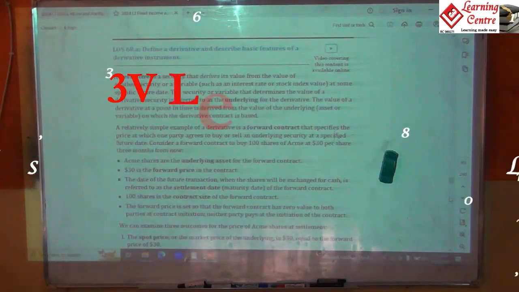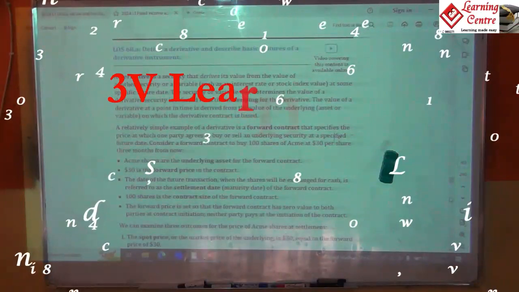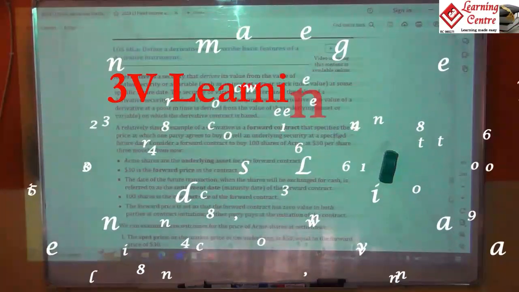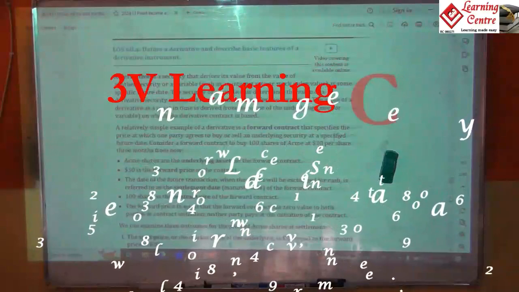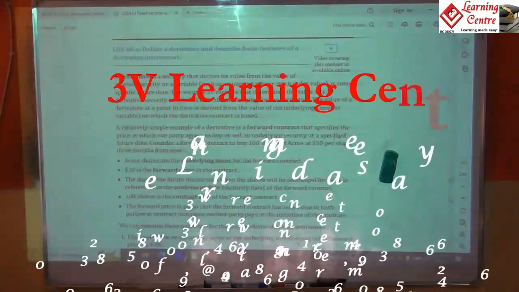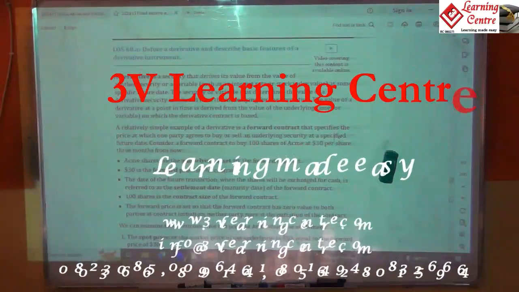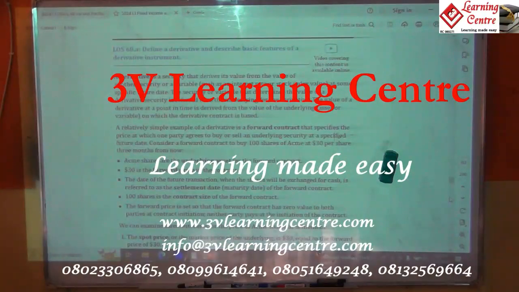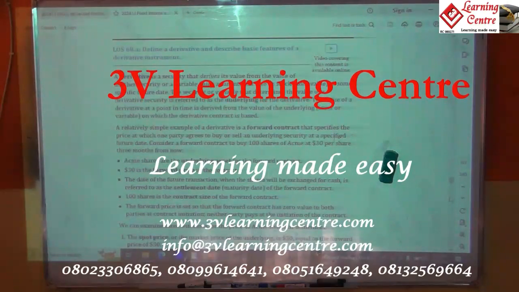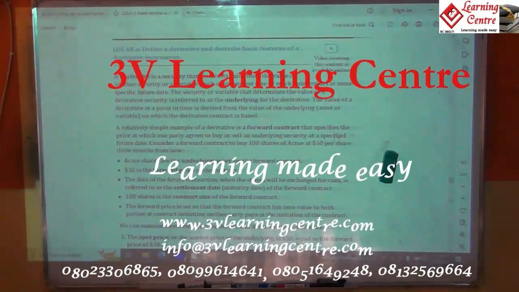Okay, so let me just quickly run through what we did last week. So we started our derivative class last week. And we spoke about what derivatives are. And I said, just as the name is, derivative, it derives itself or derives its value from something else. So we said, what are those things that it derives its value from?